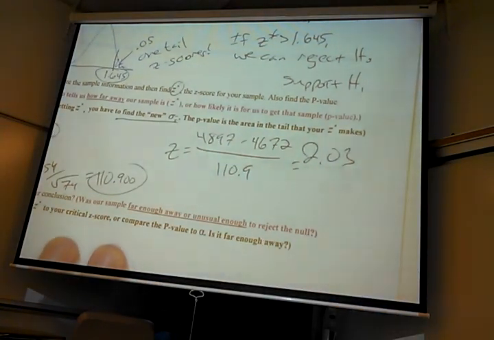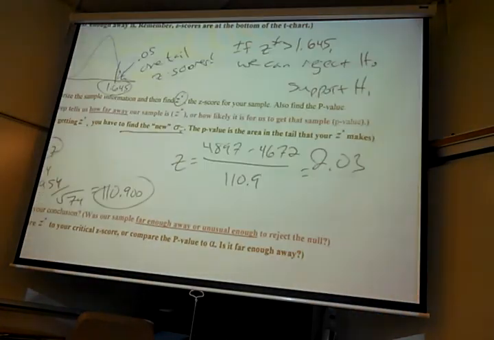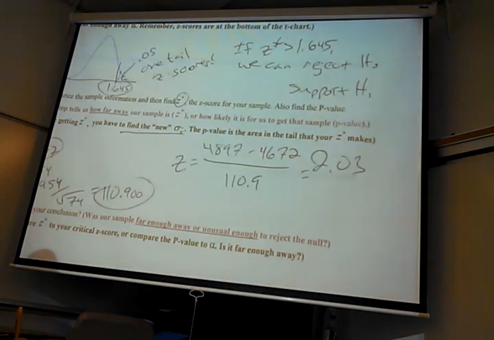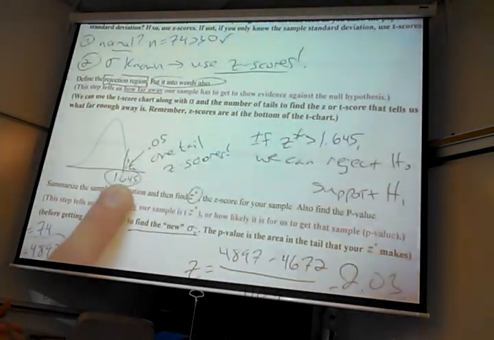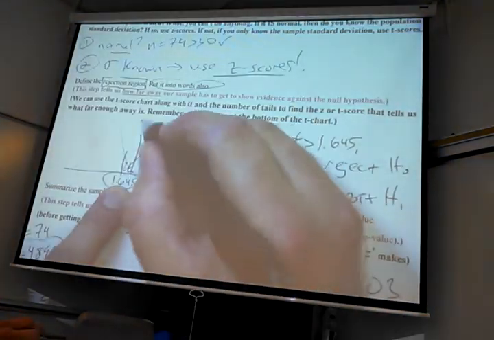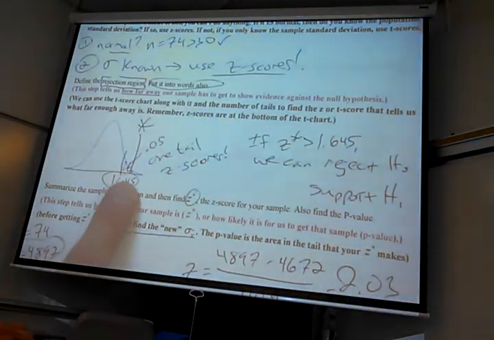2.03. Did we make it? Is it far enough away? Look back at step C. We had to get 1.645, and here's another reason why I call it Z star. And we got here. We got a 2.03.